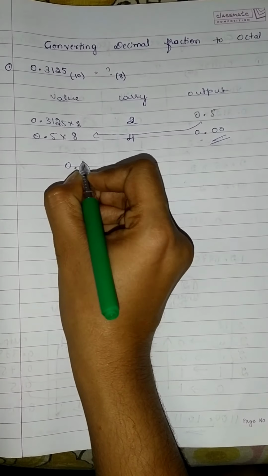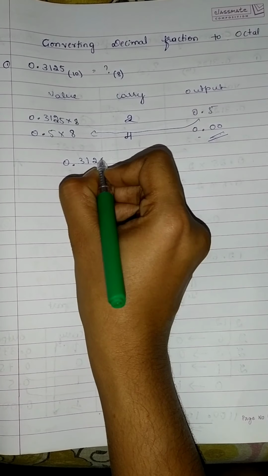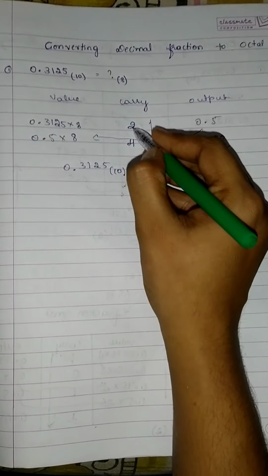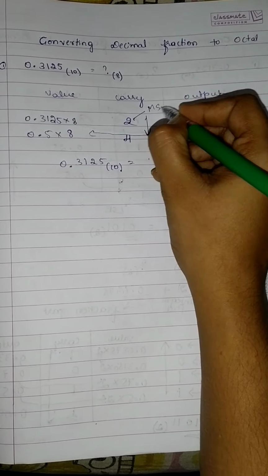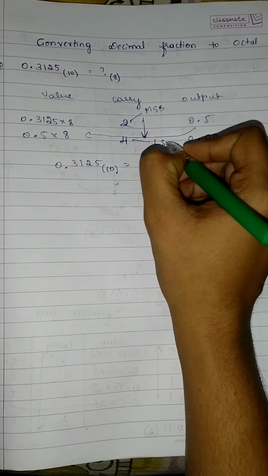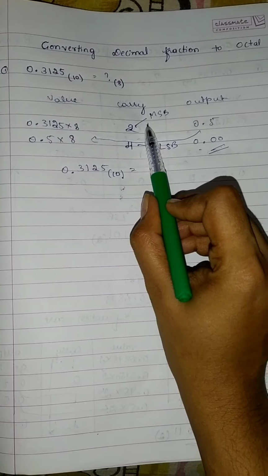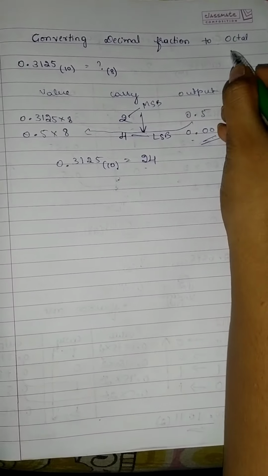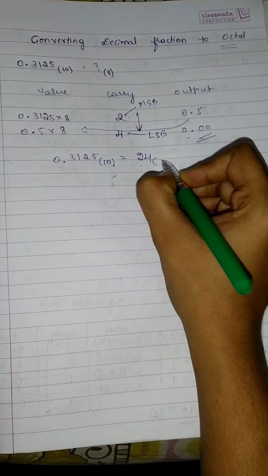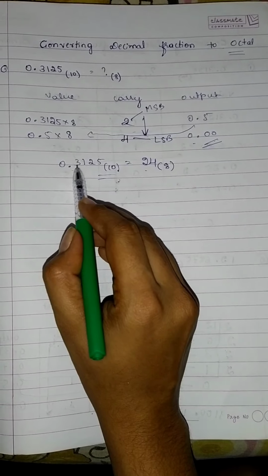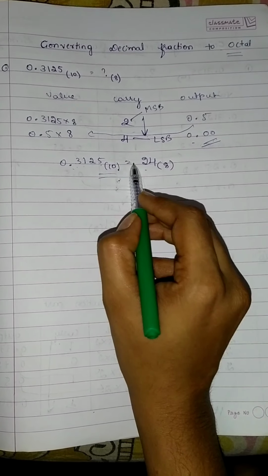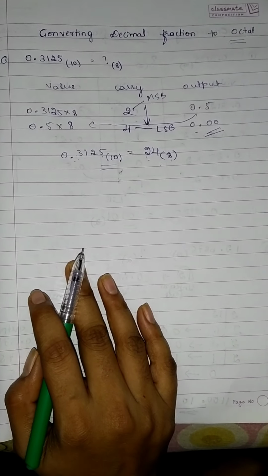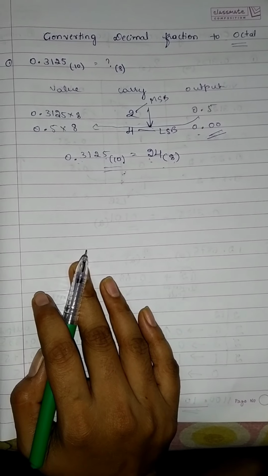So the result will be: 0.3125 base 10 is equivalent to, we have to write from top to bottom. In this case 2 is the MSB and 4 is the LSB, so that includes 2 and 4. What is the base? Octal, so the octal base or radix is 8. So 0.3125 base 10 is equivalent to 0.24 of base 8. This is how you need to convert a decimal fraction into the octal number system.